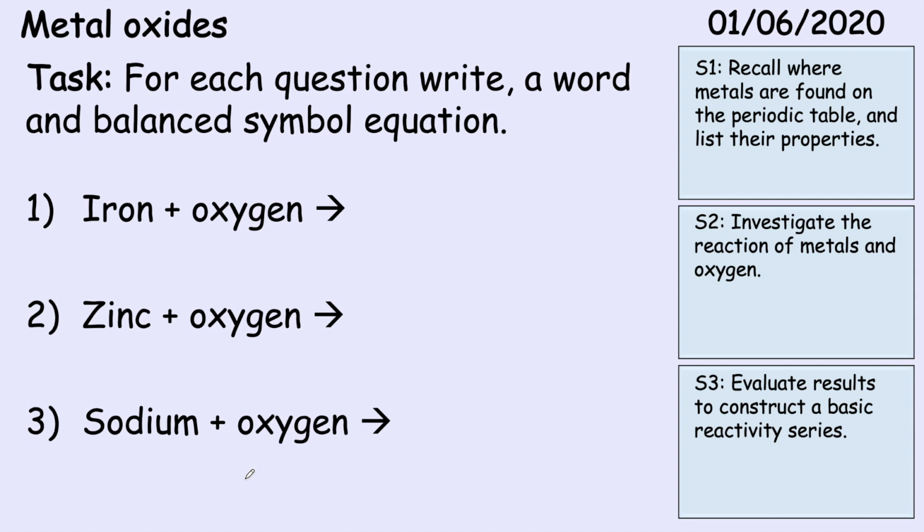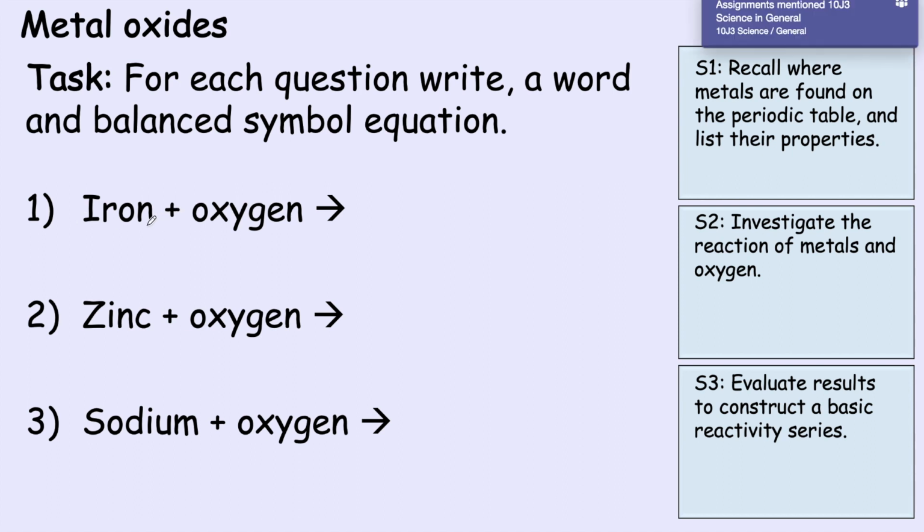So I've got some here for you to have a go at. Iron and oxygen, zinc and oxygen, and sodium and oxygen. I want you to start by using the general formula just to fill in the products. And once you feel a bit more comfortable, try a symbol equation, and then if you're really comfortable with this, try a balanced symbol equation. So pause the video, have a go, then we'll unpause for the answers.